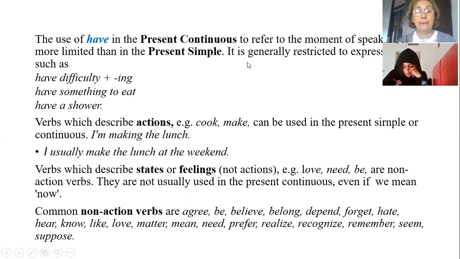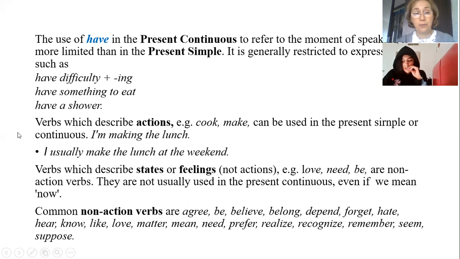But it can be used in continuous form if it is a part of such expressions as have difficulty doing something, have something to eat, have a shower. For example, we can say that at the moment he's having a shower. So it's possible to use it in continuous form.